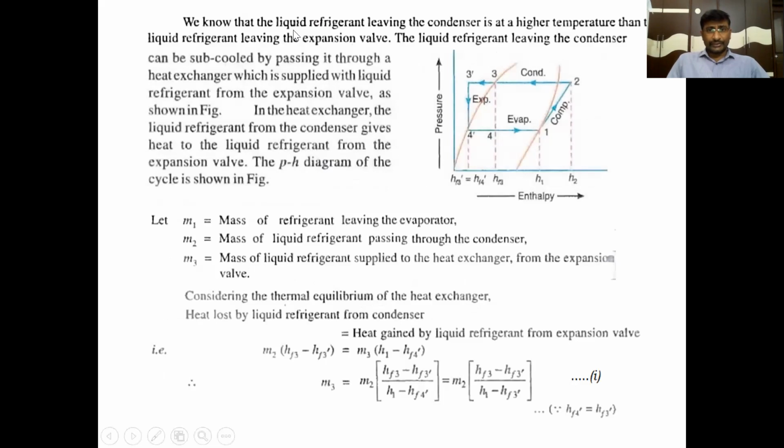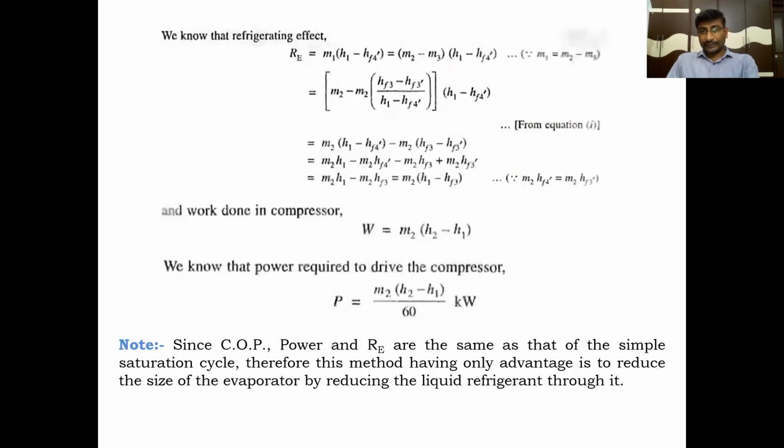So the refrigeration effect is M2 into H1 minus H4 only, or HF4 only. Clear? So without the heat exchanger, the refrigeration effect is the same as with the heat exchanger. Without the heat exchanger, it is the total amount of refrigerant circulating in the system into H1 minus H4. After introducing the heat exchanger, we get the same amount, M2 into H1 minus HF4. Clear? So work done in the compressor is M2 into H2 minus H1, and without the heat exchanger also the same amount of work. Therefore, the power required by the compressor does not change by introducing the heat exchanger, and the refrigeration effect is also not changing. Clear?